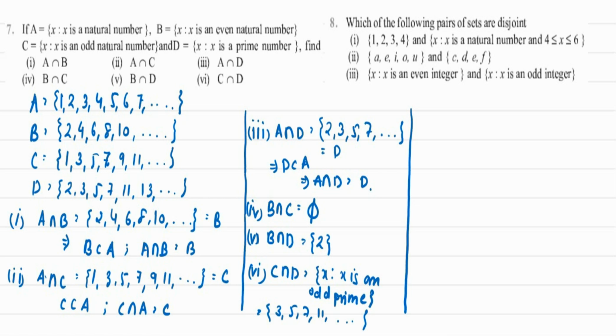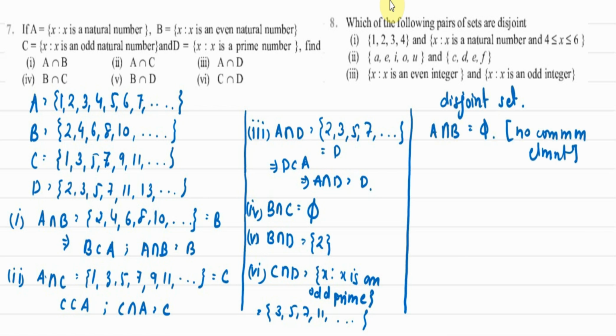Okay. Now we have question number 8. It says which of the following pairs of sets are disjoint sets. First of all let's revise what are disjoint sets. If A and B, the intersection of A and B is the empty set, that means there is no common element. No common element. Then we say that sets A and B are disjoint sets.